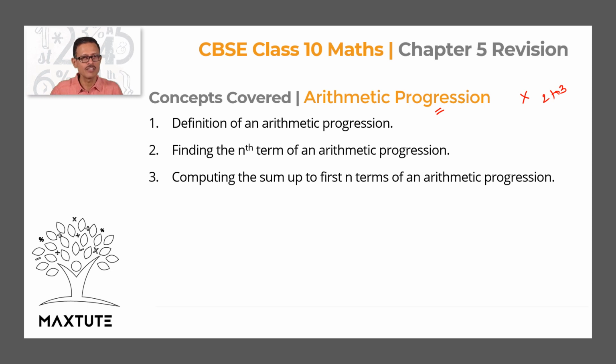How many marks do they typically come from? It comes in all variants. I've seen 1 mark questions, 2, 3, 4. All variants of questions have come from this chapter.